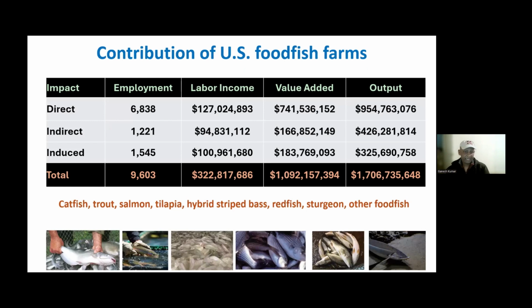We decided collectively to separate this contribution into different sectors. One of the major sectors is the food fish production sector. The food fish production sector was contributing about 1.7 billion and generating close to about 9,600 jobs. Mostly the dominant players like catfish, trout, tilapia, hybrid striped bass, and redfish are the ones contributing to this huge economic activity of $1.7 billion.